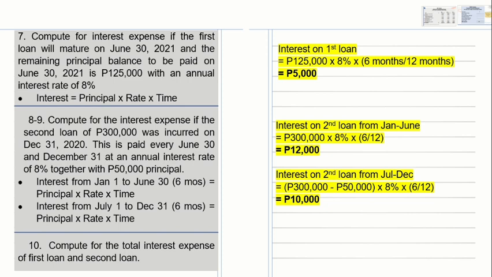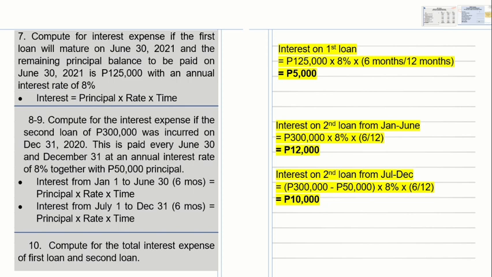Unya, pag abot og July, nakapay naman ta og 50,000 pag June 30. So, 300 minus ang atong payment na 50 pag June 30. So, we have a remaining loan of 250,000. So, from July 1 to December 31 is natay 250,000 na loan.